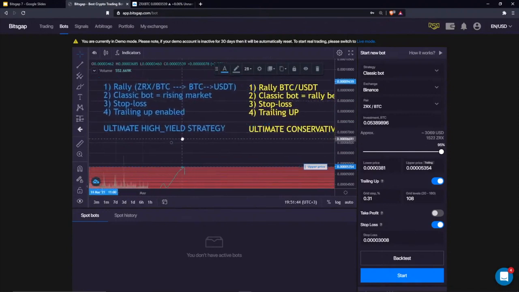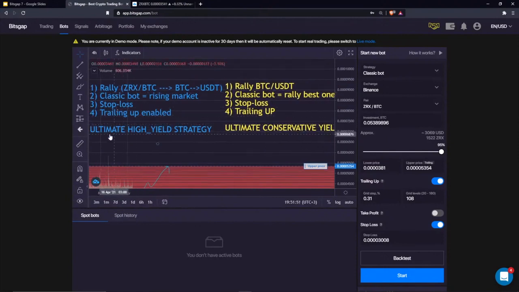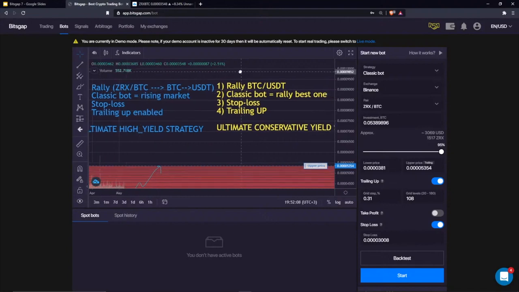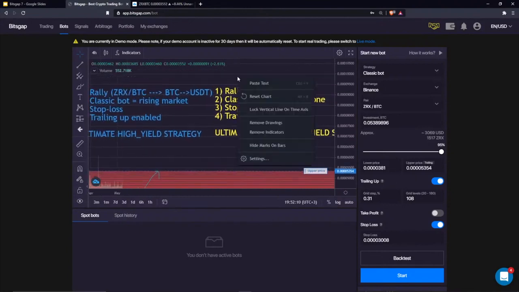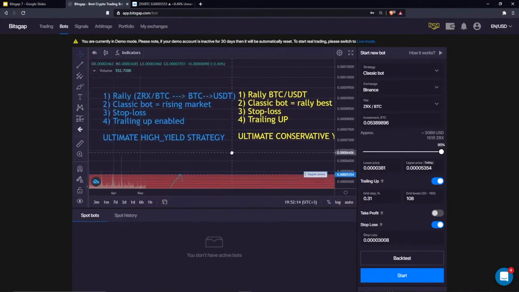So here's the thing to take into account. In this ultimate high yield strategy, stop loss is the top priority, because we know that in this high yield strategy your risk is multiplied because you have a double exposure, in that case to both 0x and BTC relative to USDT. That's the thing to keep in mind. So two strategies explained here, and I'm going to leave it here for you for a while.